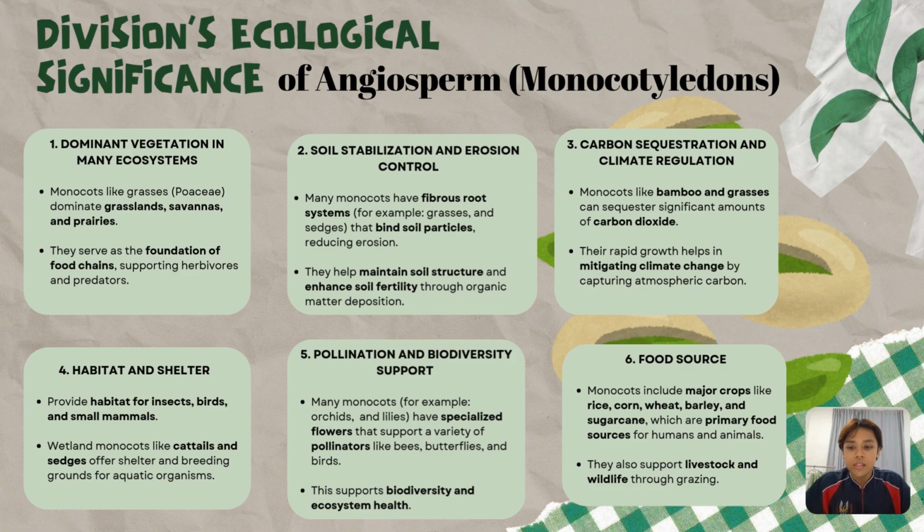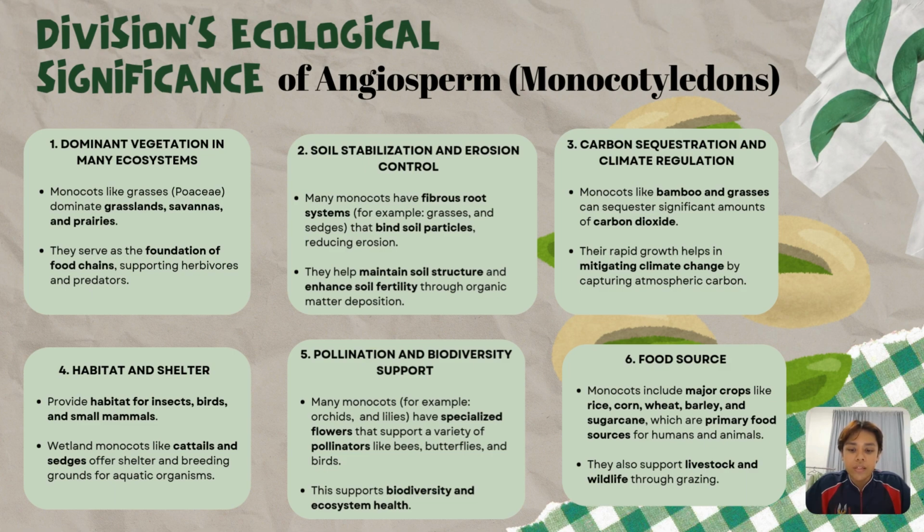Next is the ecological significance of Angiosperm monocotyledons. Number 1 is dominant vegetation in many ecosystems. Monocots like grasses, Poaceae, dominate grasslands, savannas, and prairies. They serve as the foundations of food chains, supporting herbivores and predators.